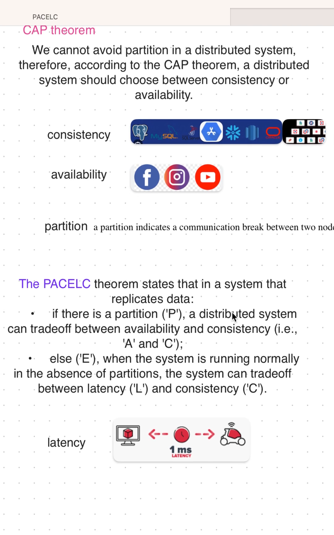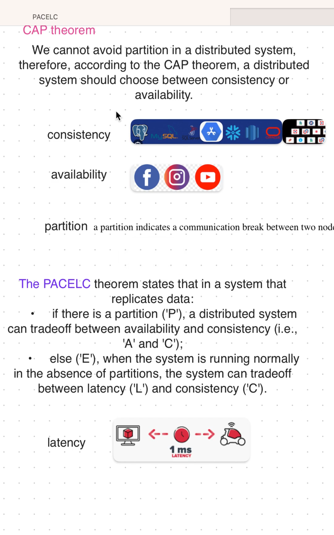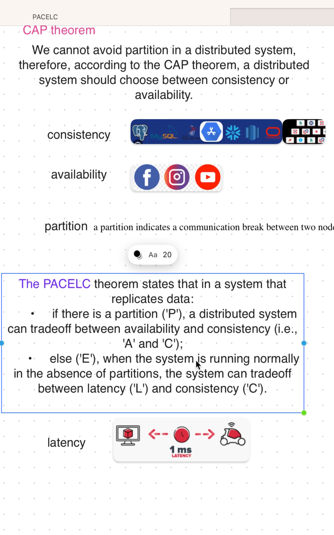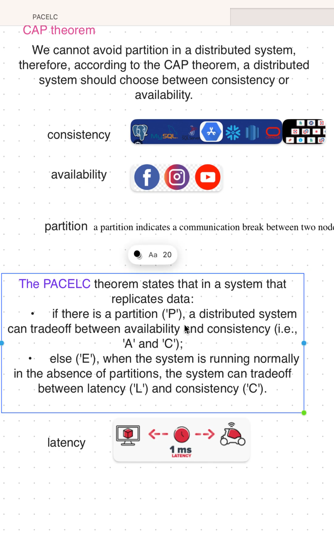the PACELC theorem states that if there is a partition, then we go for CAP, basically consistency or availability. But if there is no network failure, no partition, then when the system is running normally in the absence of partitions, the system can trade off between latency and consistency. Latency is simply the time taken to communicate and come back. So PACELC is an extension: up to here it is CAP, and after the else part it prioritizes latency or consistency.